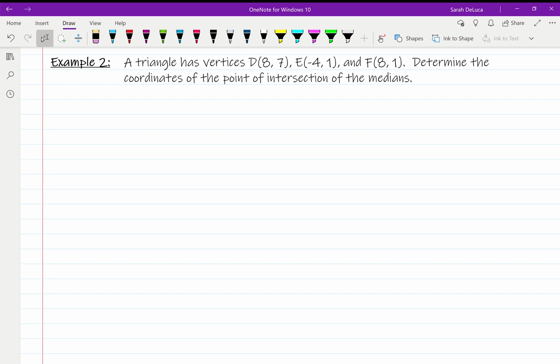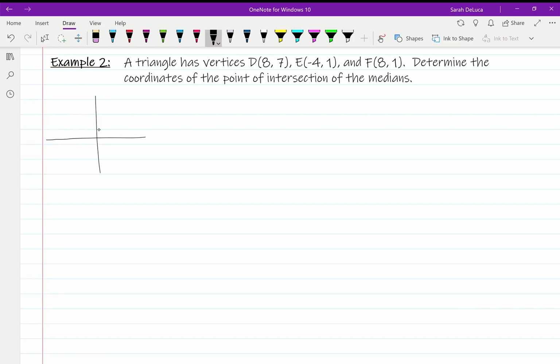A triangle has vertices D, E, and F. Determine the coordinates of the point of intersection of the medians. It didn't specify which medians, but all three medians in a triangle intersect at the same point, so it really doesn't matter which median lines I'm choosing. I'm going to do a little sketch to start.